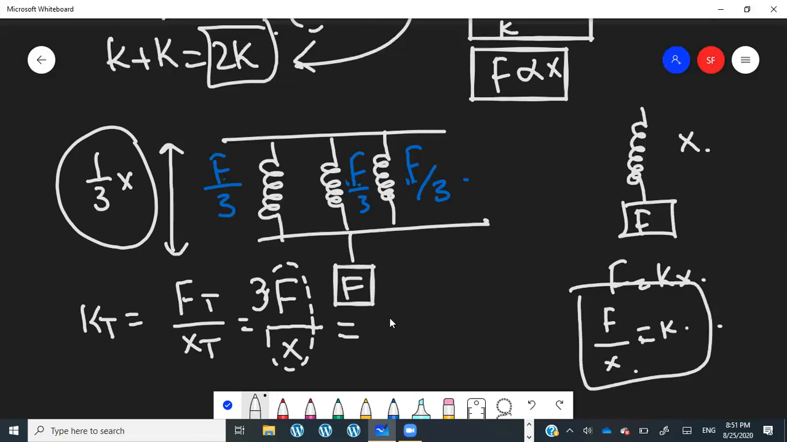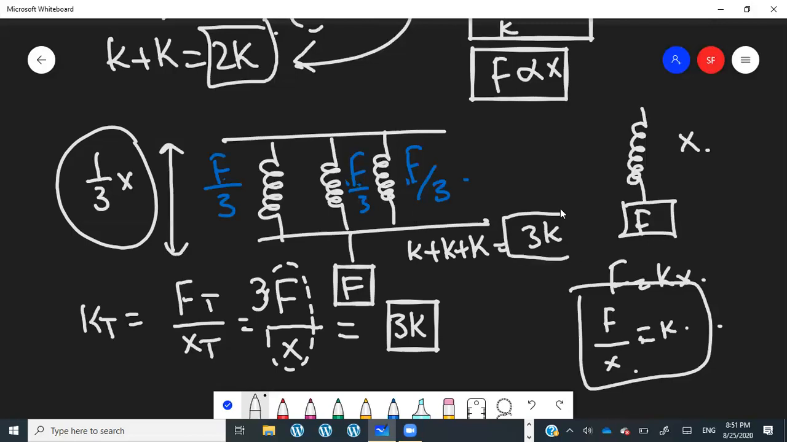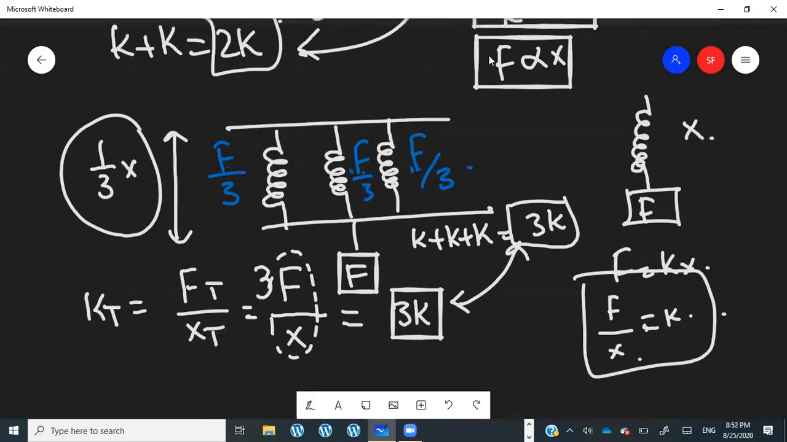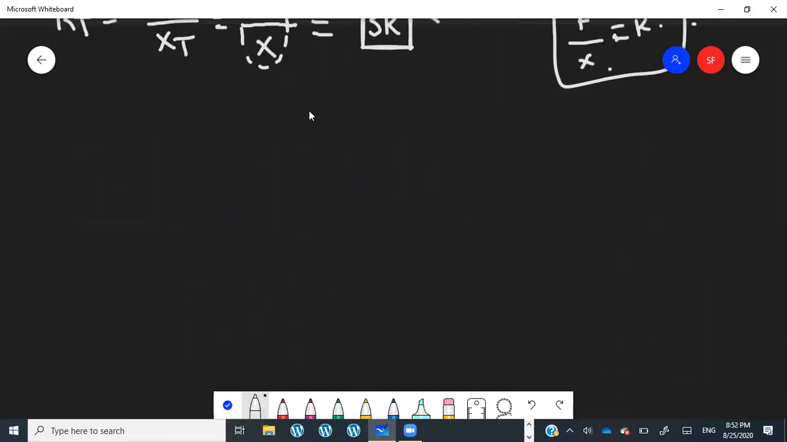The constant. So it became 3K. Now do you get it? Now is it a bit clearer? Yes. Or you could just add them directly to get your total spring constant 3K. This was just a method to prove it that yeah, it is going to be 3K. Clear? Okay. The same can be applied on the parallel springs as well.